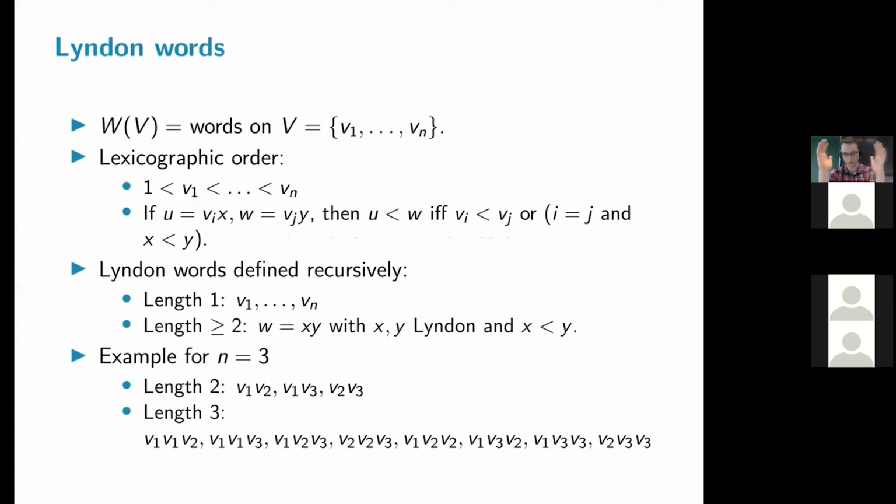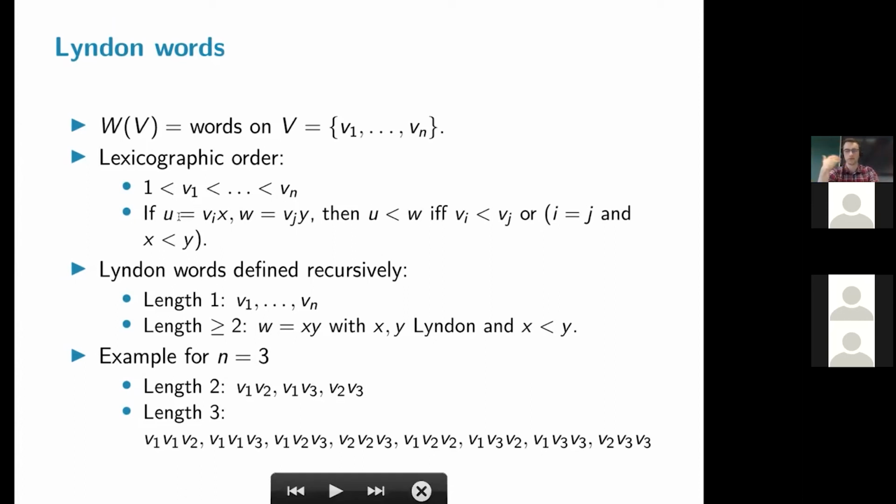So we start with our vertex set V, so v1 up to vn, and we take all words on it. So just any concatenation of the letters you want, these are the words. And then on this set of words, we put the lexicographic order, so the one you will find in a dictionary. The empty word we denote by 1. This is the smallest element. 1 is strictly less than v1, strictly less than v2, and so on up until vn. So we order our alphabet alphabetically.